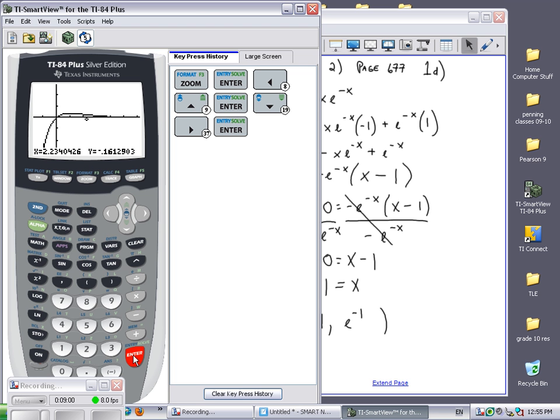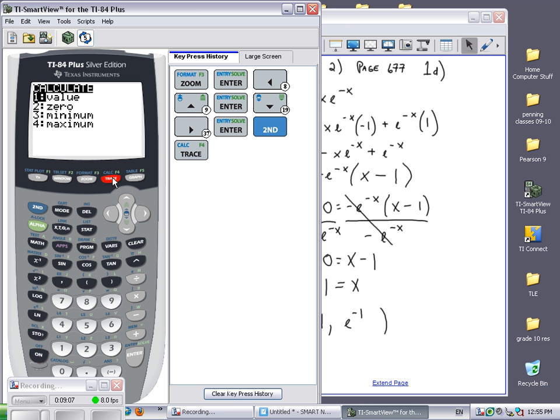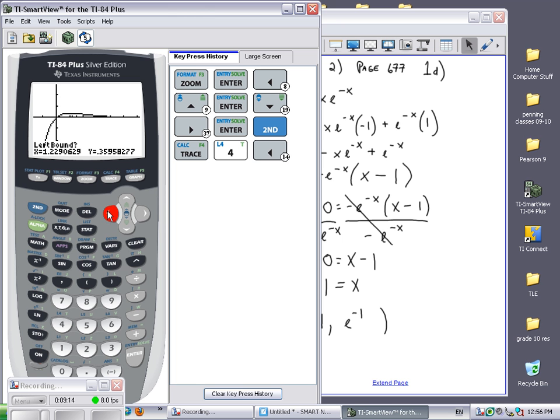Go second, calculate, maximum, number 4, enter. Climb this curve to the left, somewhere over here. Press enter. Climb this curve to the right. Notice it's asking me for a right boundary. I'm going to the right of the maximum. And press enter twice in a row. And the max is at 1 and a decimal place. And that decimal place is the same as what you guys got in terms of e.